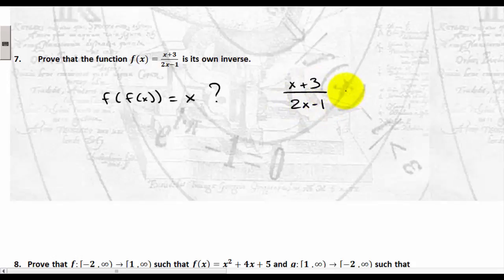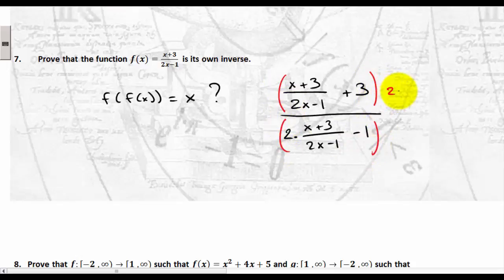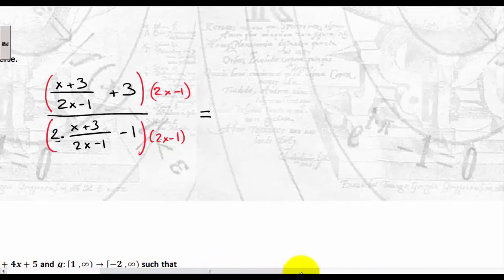This is f of x, plus 3 over, so 2 times, and then x plus 3 over 2x minus 1, minus 1. Okay, now I think you know what I'm going to do. I'm going to multiply both sides of this fraction by 2x minus 1, just to make my life a little bit easier. 2x minus 1 right here. All right, so let's expand this. What do we have? I've got to distribute, right? So I multiply this like this, and then I'm going to multiply this like that. So in the first one, you cancel the 2x minus 1, so you have x plus 3 plus, and here let's distribute that, plus 6x minus 3.